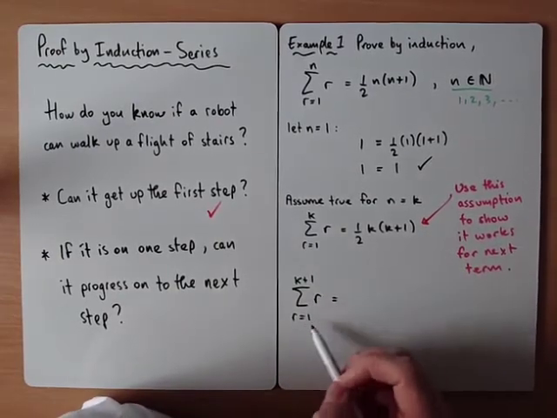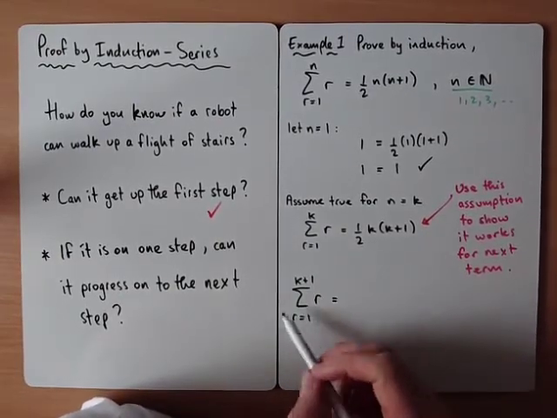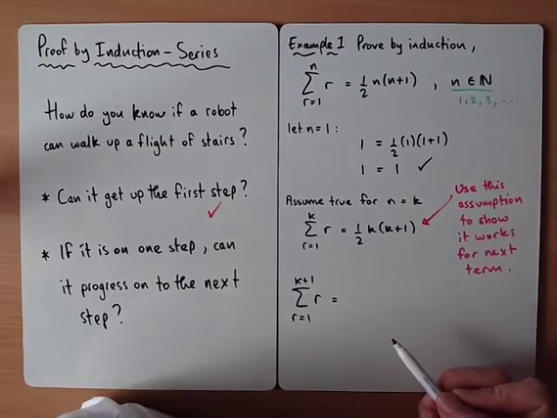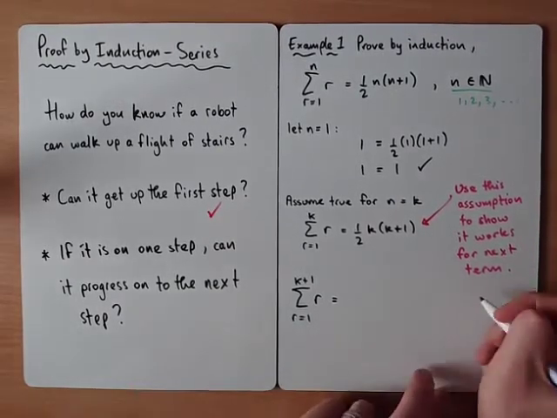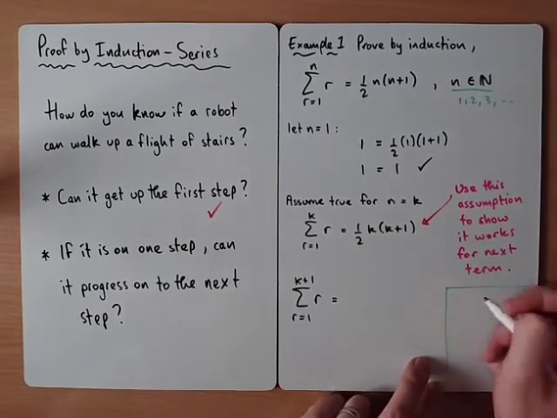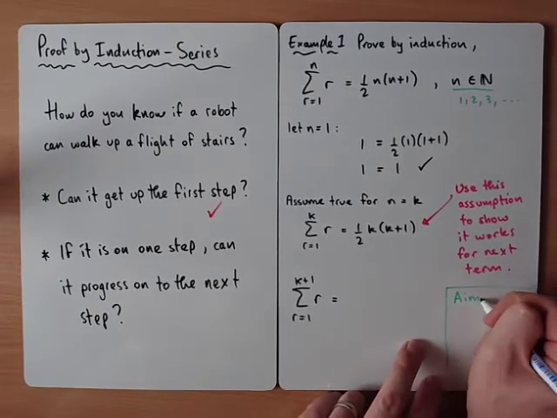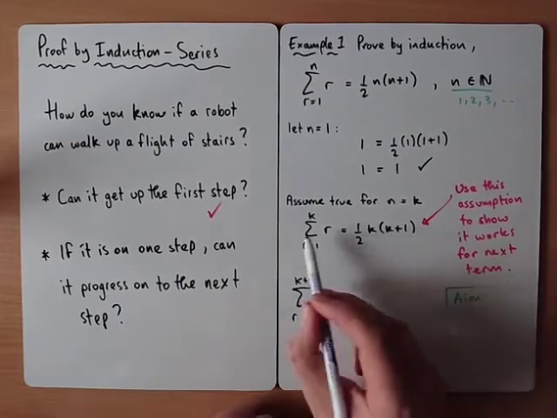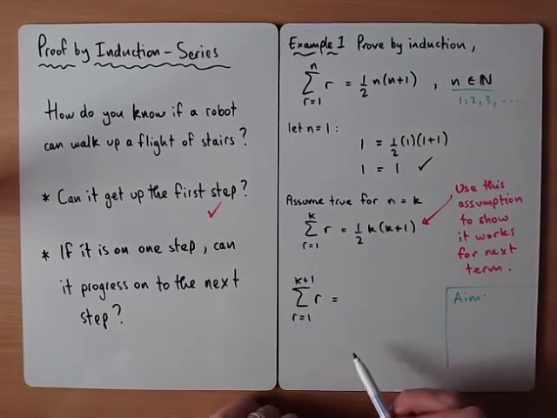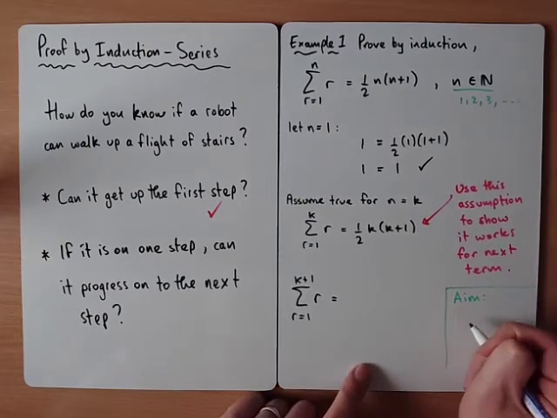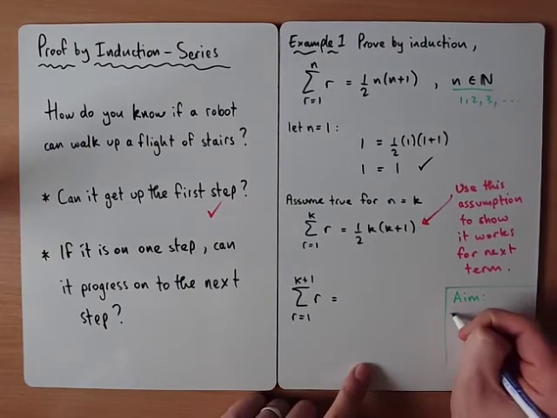Now the sum of k plus 1 terms. What we're aiming to get to, it's a nice idea to write this down, like we know what the result is that we're trying to prove. If this result works for k, we're going to show it also works for the next term, which is k plus 1.